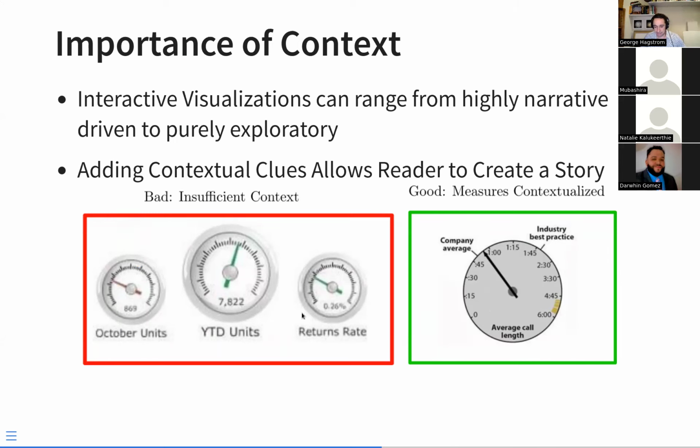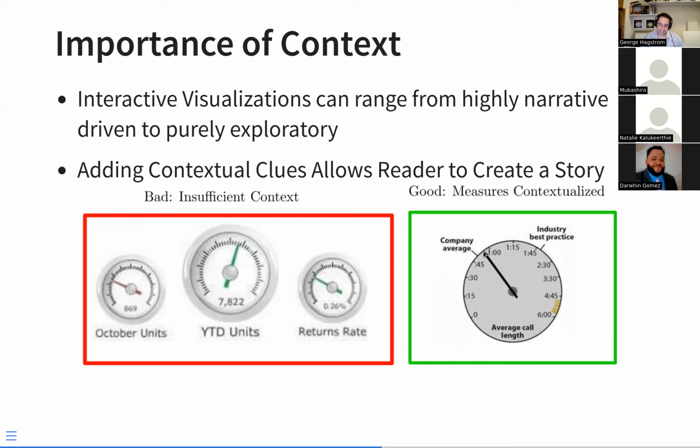A good example, which I took from a textbook, is this. I actually don't really like these silly dials, but if you wanted to do it, this on the left would be insufficient context, where you just see the number, and here on the right, this would be very good context. You see here, this is the average call length. You see it's labeled, okay, this is where the company is usually at.